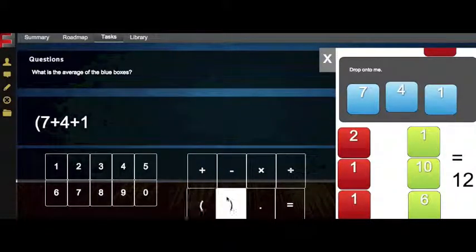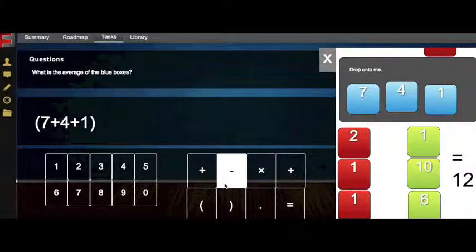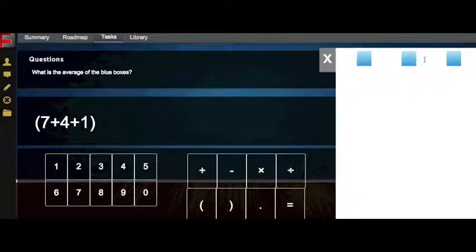And can you tell me what that adds up to? Adds up to 12. Yep, that's great. So what we're actually getting there is 7 plus 4 plus 1 equals 12. And then how many blue boxes can you see? 3. Yeah. So as we can see, if we go back to the visual example, the total amount is 12. And in here, what we're actually doing is we're splitting that up into 3 parts.